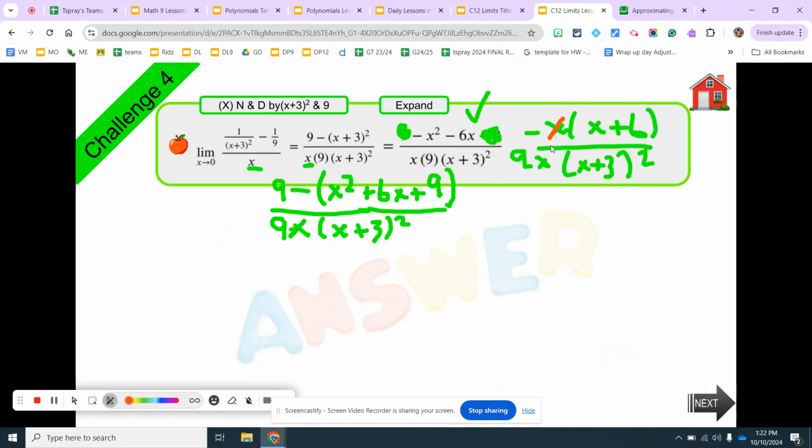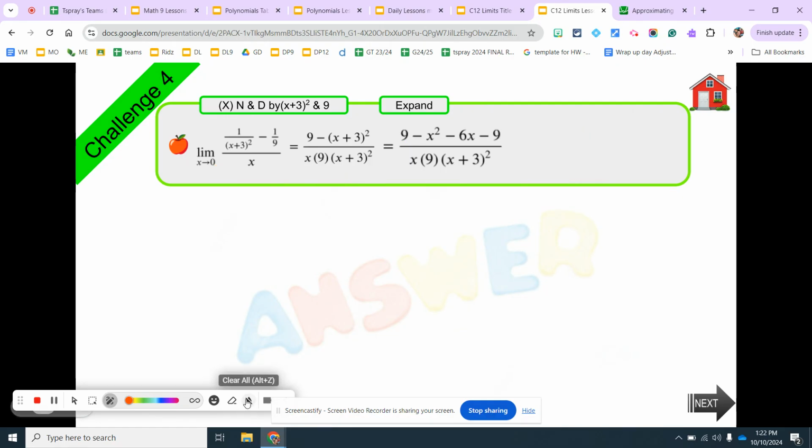Okay, notice that this x and this x cancel. So all I'm going to have on top is negative x plus 6. And then on the bottom, I'm going to have 9 times all this stuff. Now I can put 0 in, right there, and I can put 0 in there without any problem. So it's going to be basically negative 6 on top. And this is going to be 3 squared is 9 times 9 is 81.